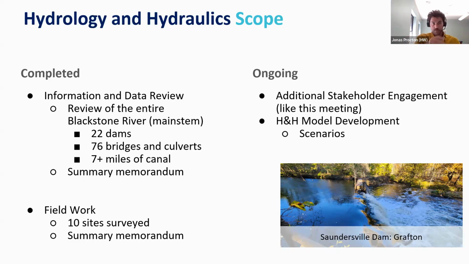So we've already completed an information and data review. We spoke to that at the last stakeholder meeting. And we also have completed some field work of 10 priority sites that were identified. We surveyed these sites a day at each site, summarized that in a memorandum, and worked with the Blackstone Collaborative on that, and sent that over about a month or two ago. And so now we're in more of the H&H model development part of the project.